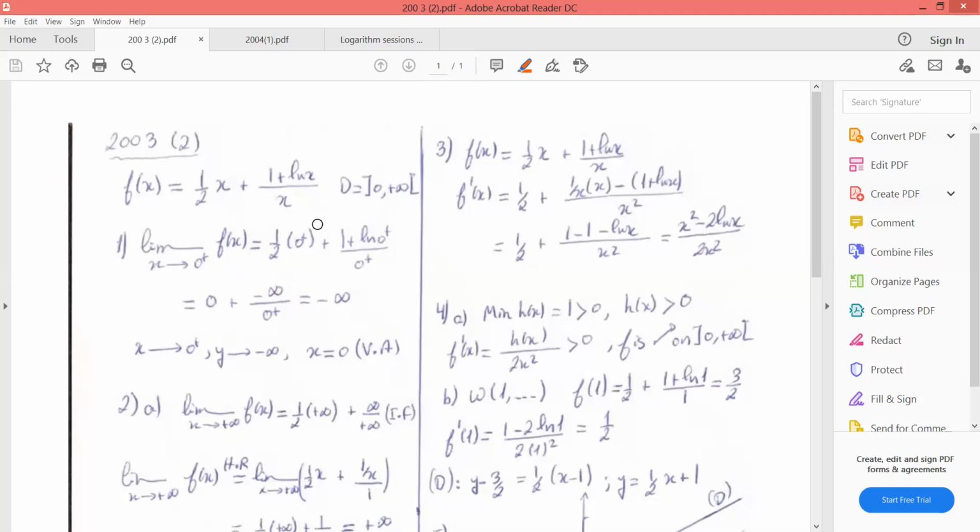We substitute half x plus 1 plus ln 0 plus over 0 plus. So half times 0 is 0. Ln 0 plus is minus infinity. Minus infinity over 0 plus, we get minus infinity. So as x tends to 0 plus, y approaches minus infinity. Then x equals 0 is a vertical asymptote. Any questions about this limit and this asymptote?